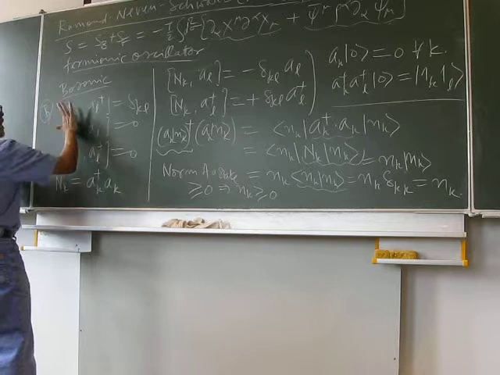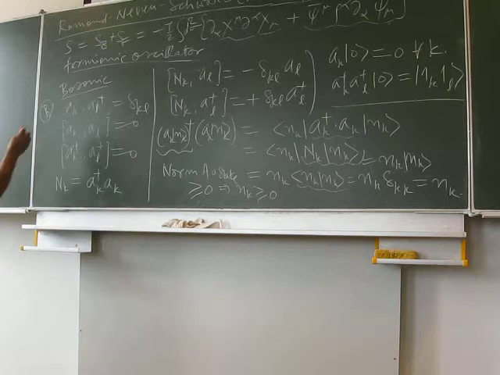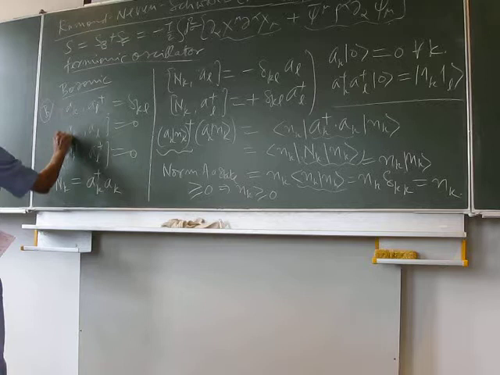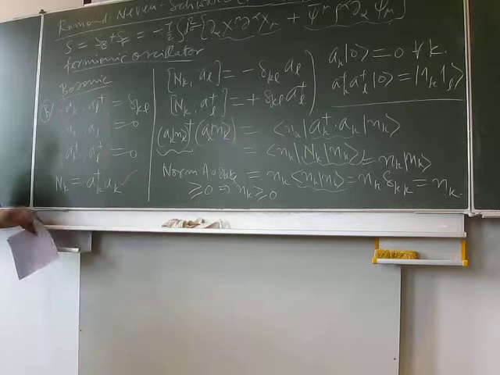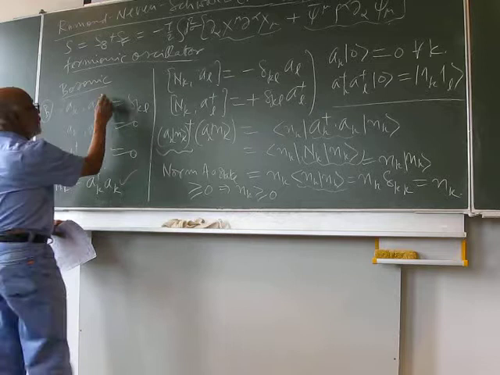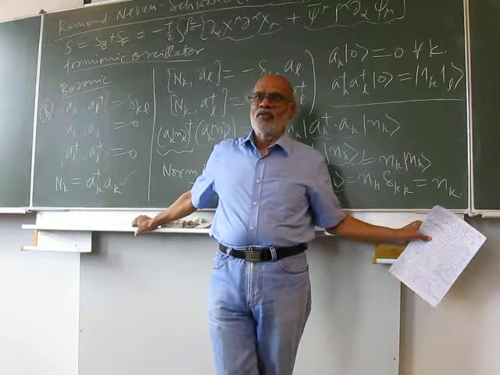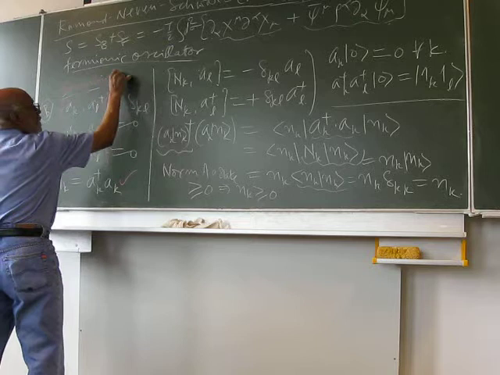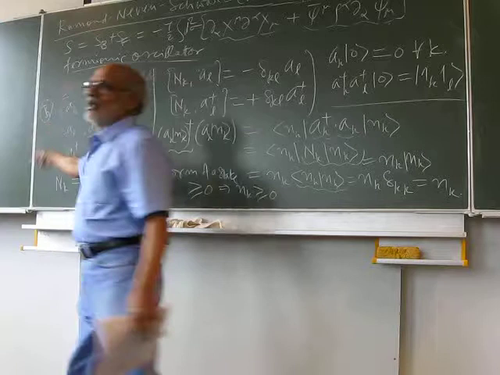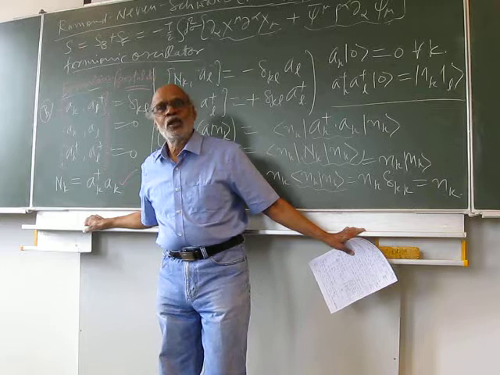Now let me make use of the other pen. This would still have the same definition. The number operator would still have the same definition, even if A and A dagger are fermionic. But by postulating these anti-commutation relations for A and A dagger, so this is what we say. So we postulate that they obey anti-commutation relations instead of obeying the commutation relations.